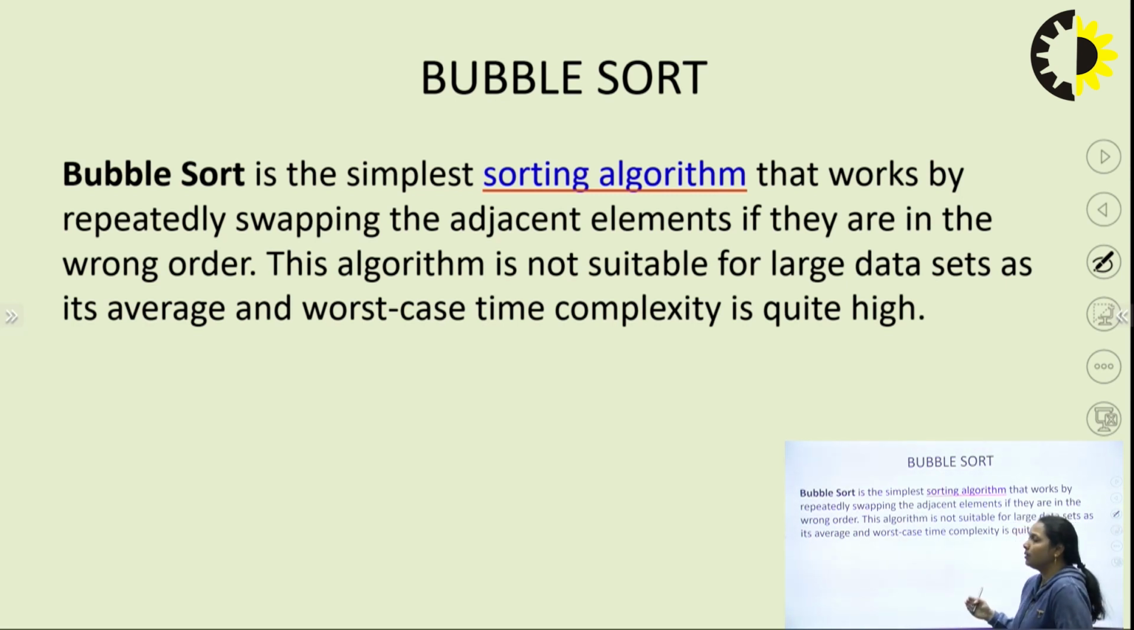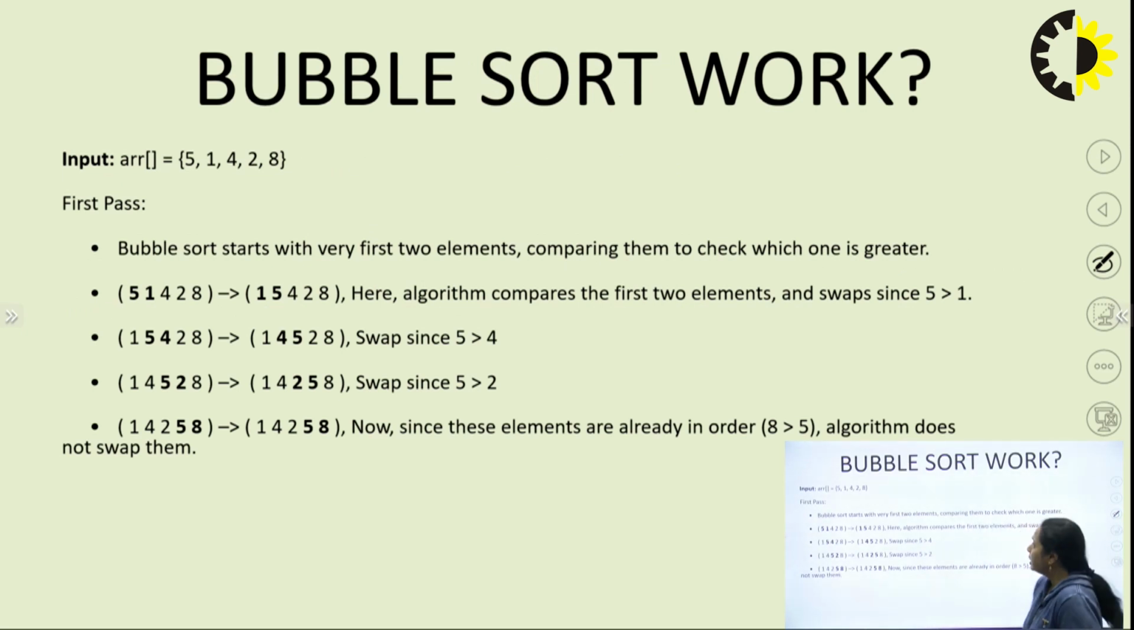But this algorithm is not suitable for a large data set, as each and every time we have to compare the adjacent elements continuously, and if the data set is too big, that comparison will take a lot of time. Although it is the simplest technique, it is not suitable for a data set which is large enough. So for a small data set, we can consider the bubble sort. Now let us see how bubble sort works.